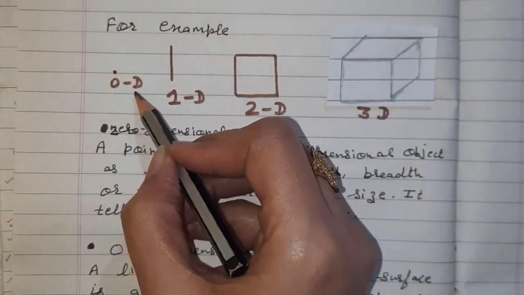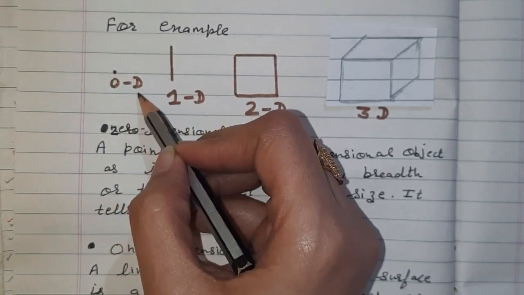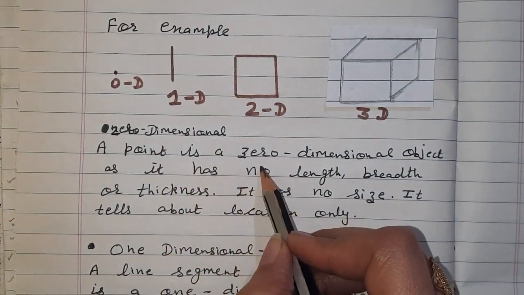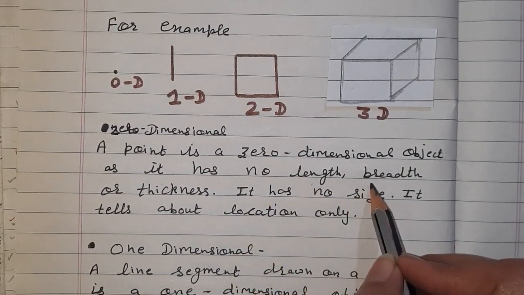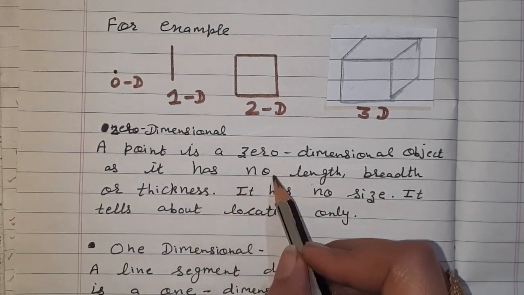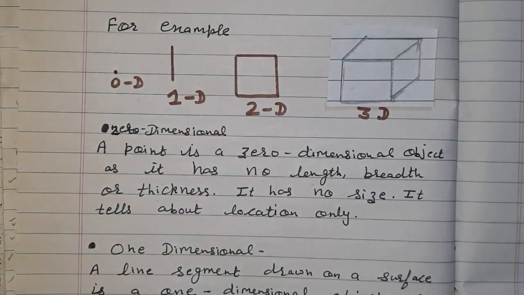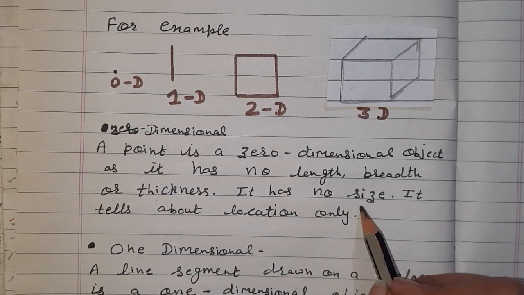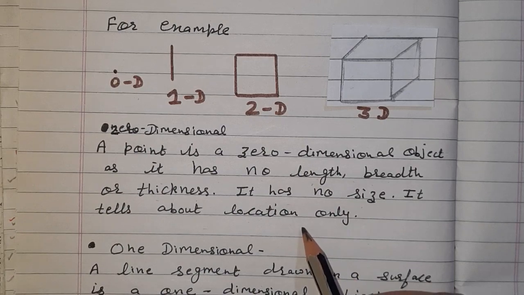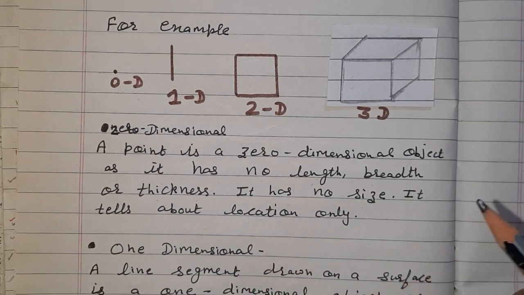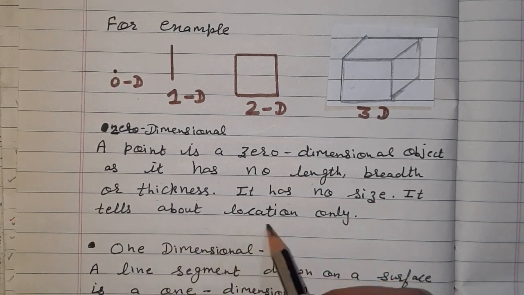Examples: zero dimensional point. Point is zero dimensional because, as you know, point has no length. A point is a zero dimensional object as it has no length, no breadth, no thickness. So it has no length, breadth or thickness. So it is zero dimensional. It has no size. It tells about location only. As we do now, it gives us an idea of the position, or we can say it tells about the location.